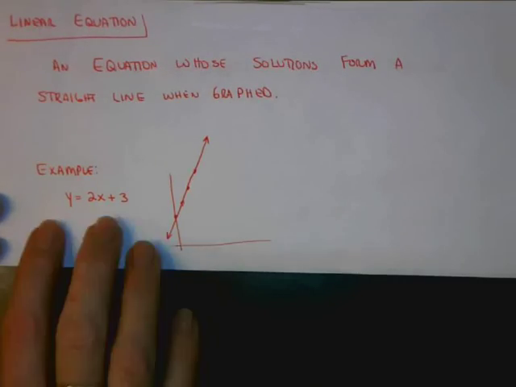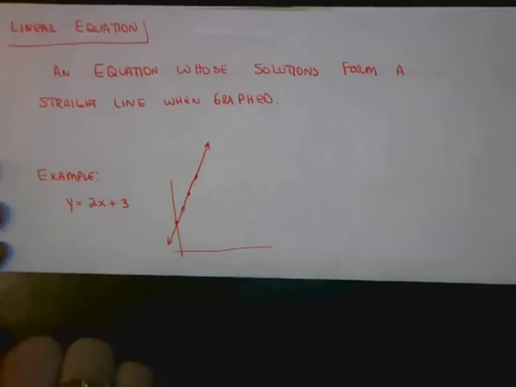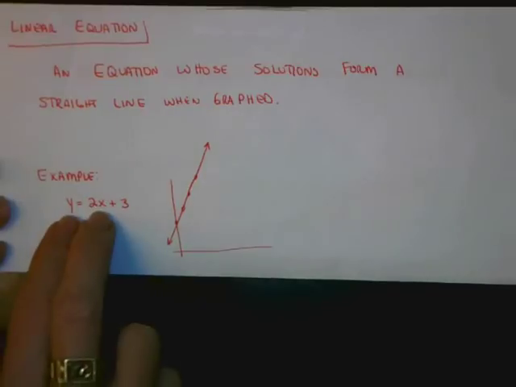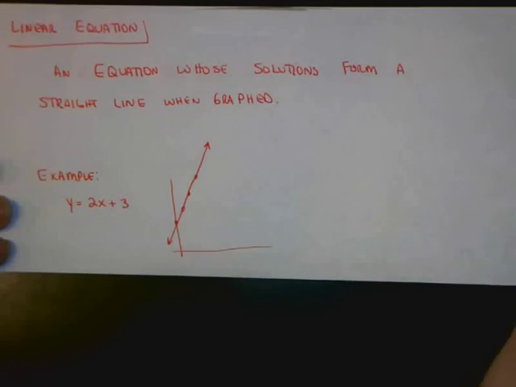The next term is linear equation. A linear equation is an equation whose solutions form a straight line when they're graphed. So for example, if I took all of the xy pairs that are solutions to this equation, that make this equation balance, and I graph them all and then connect them, they would form a straight line.